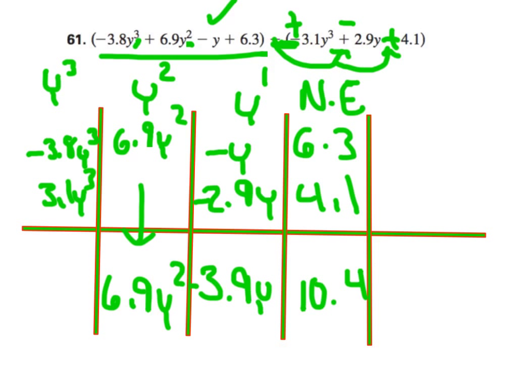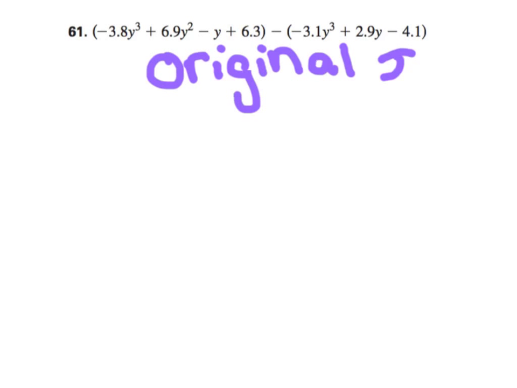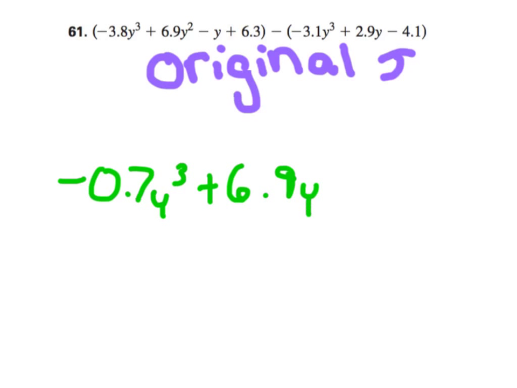And then for this one, what we are going to do, since we have negative 3.8 y to the third and 3.1 y to the third, it's equaling 0.7, negative 0.7 that is. So y to the third. So we basically have our answer right there. So this was our original problem, but we have simplified it down together to create negative 0.7 y to the third plus 6.9 y to the second minus 3.9y plus 10.4.